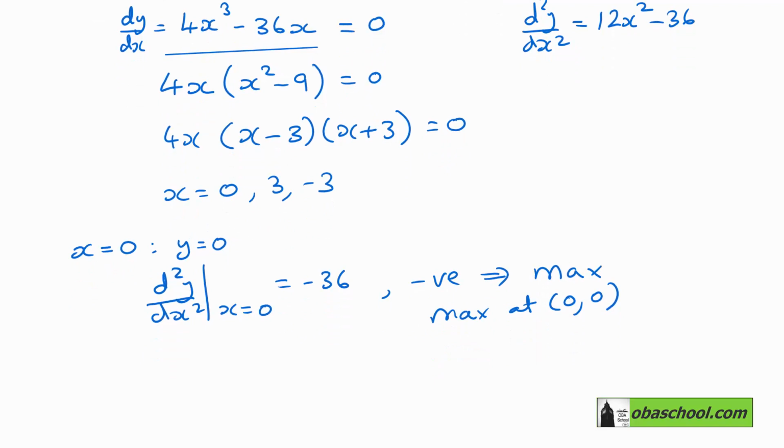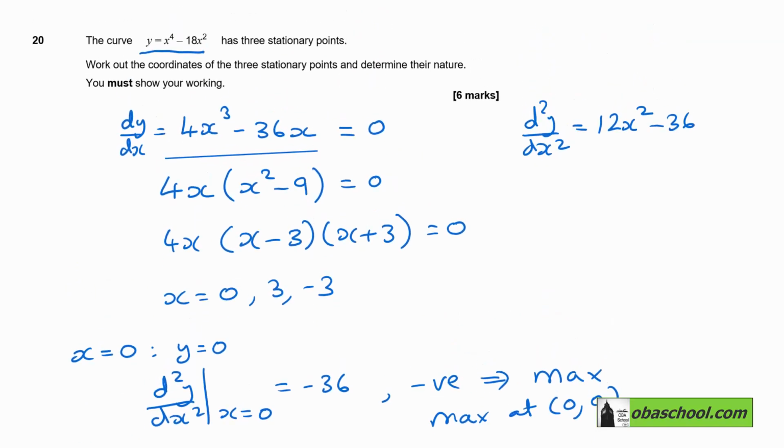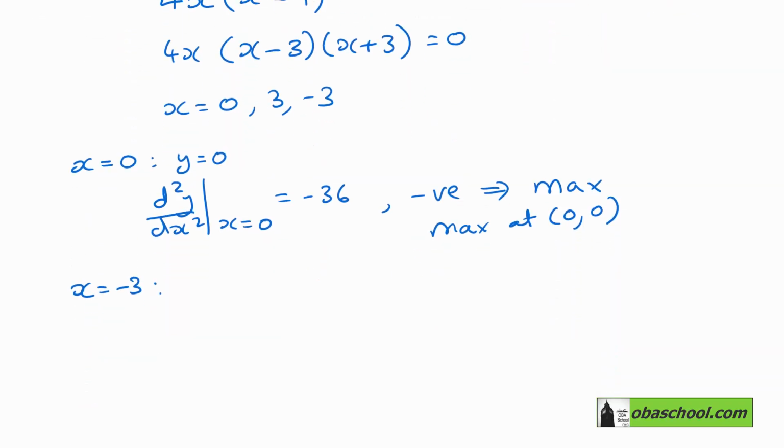Now let's consider when x is equal to negative 3. So, take negative 3 back to the original equation. Negative 3 to the power 4 is 81. Take away 18 times negative 3 squared, which is 9. And that's going to give us negative 81. So the y is negative 81.